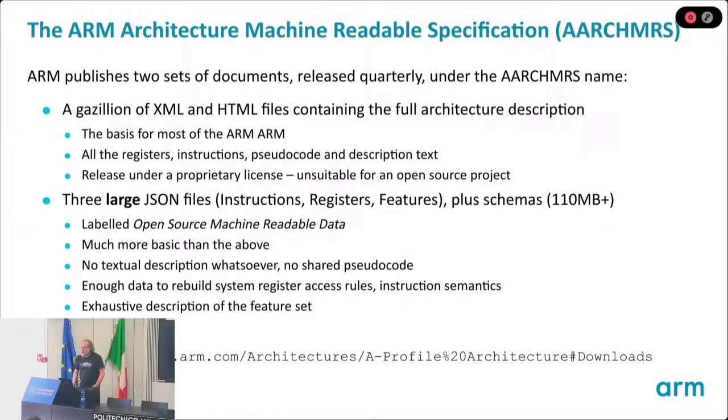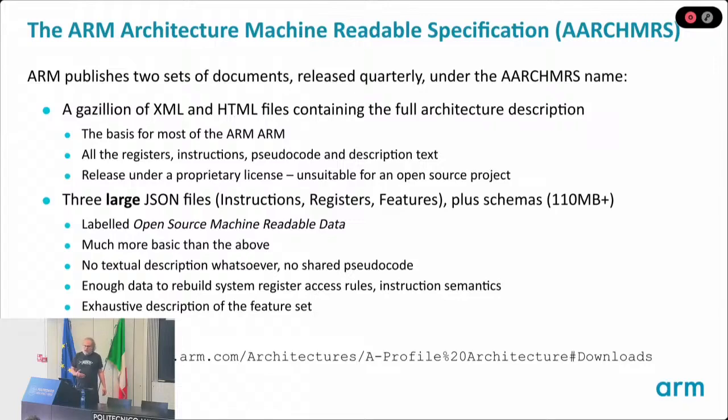The saving grace is that we don't have to actually implement it by hand. ARM has released this thing called the ARM Architecture Machine Readable Specification, ARMRS. It's a bit of a mouthful. And it comes in two flavors. On one side, there's a huge number of XML files and HTML files, and it has the full architecture definition. It has everything you can want to know about the architecture. It's actually how the ARM ARM is more or less generated. All the registers, all the instructions, the pseudocode, the description.